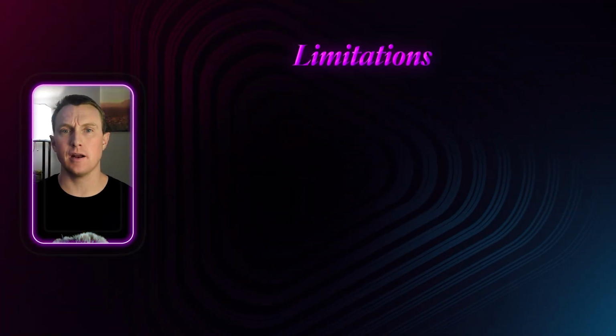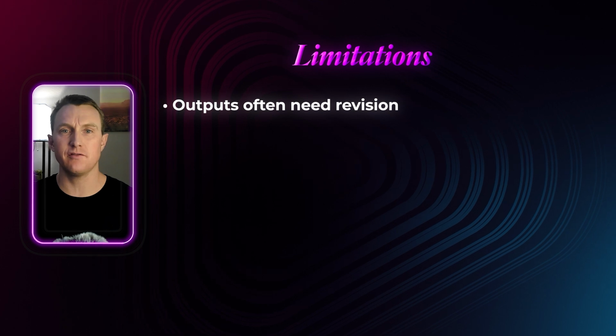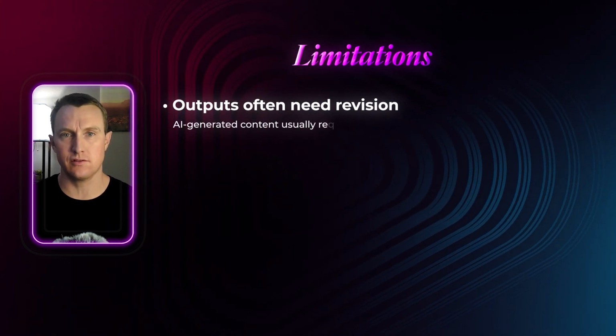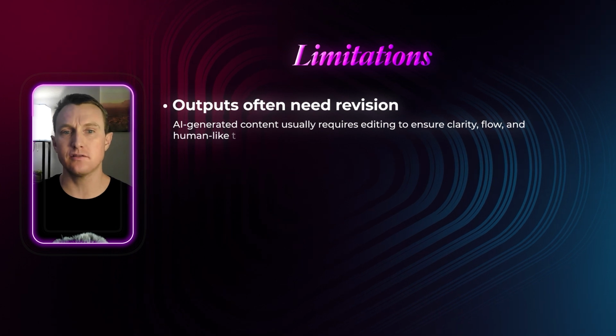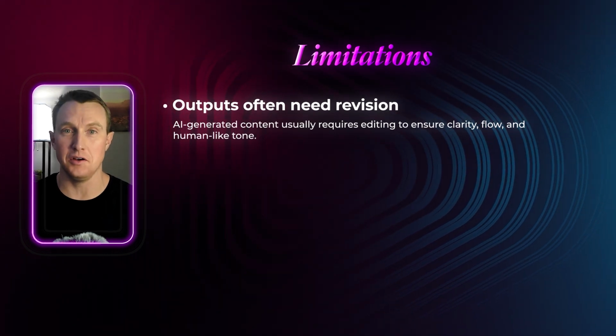So now that we've established that AI tools need to be used responsibly, let's talk about some of the limitations around AI. The first limitation that AI tools have is that the outputs that they put out often need revision, if not always need revision. And the reason why is AI content, while it is generally good, it does need a human review to ensure clarity, flow, and a human-like tone.